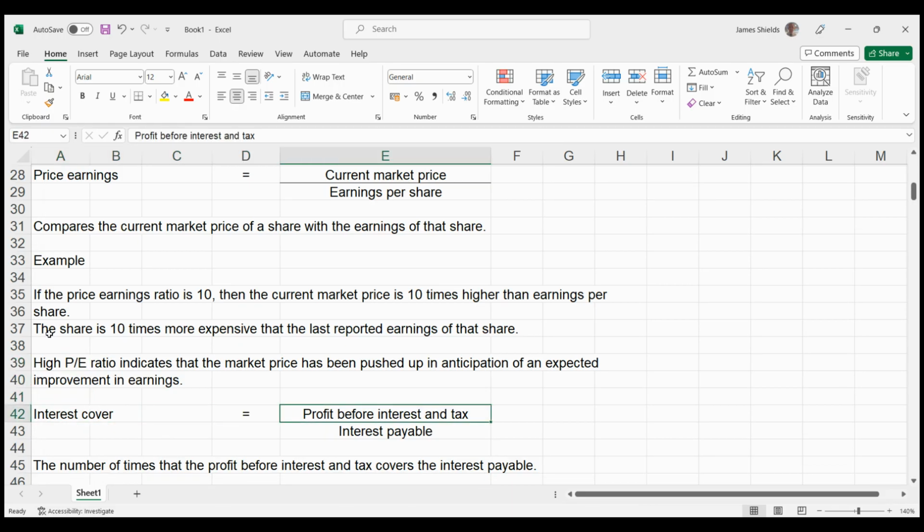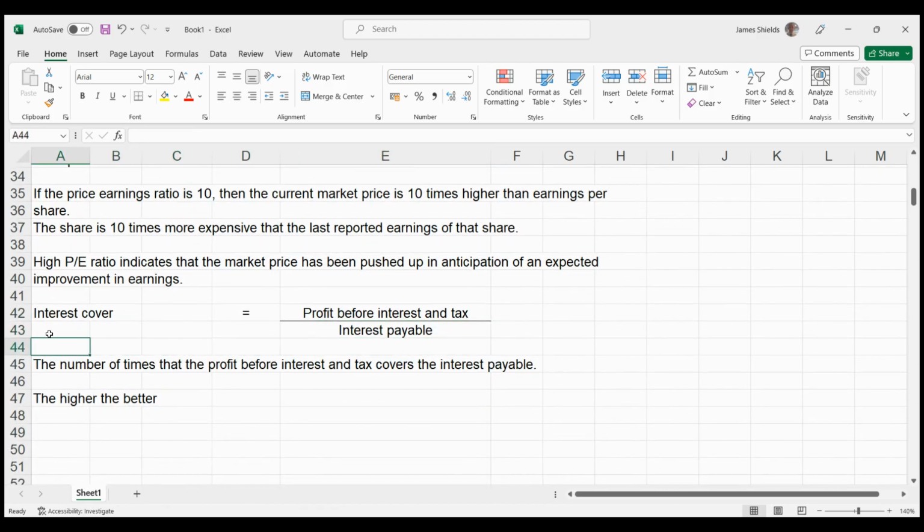Next one, interest cover. It's the profit before interest and tax divided by interest payable. And it tells you the number of times that the profit before interest and tax covers the interest payable. And the higher the amount is, the better.